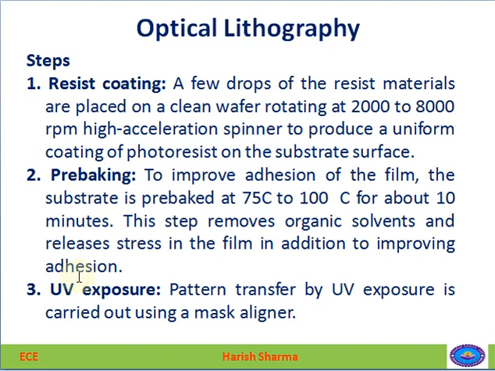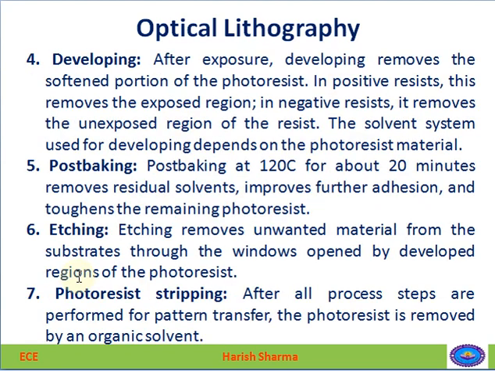After pre-baking, the next step is UV exposure. The wafer coated with photoresist is exposed with UV rays through a mask. The next step is developing. The wafer is placed in a developing solution, where in the case of positive photoresist the exposed region is removed, and in the case of negative photoresist the unexposed portion is removed by the developer. For positive and negative photoresist, different developers are used. A single developer can't be used for both.